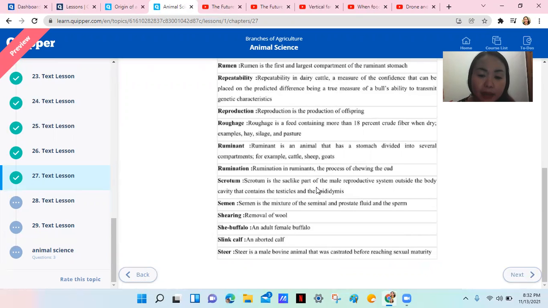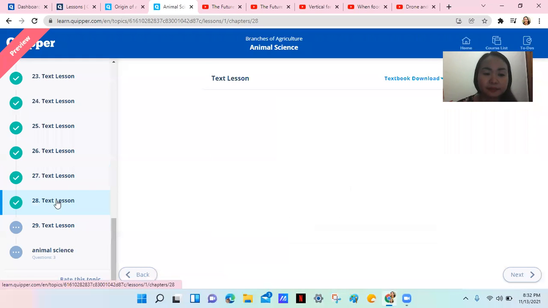Scrotum is the sac-like part of the male reproductive system outside the body cavity that contains the testicles and the epididymis. Semen is the mixture of the seminal and prostate fluid and the sperm. Shearing is the removal of wool. She buffalo is an adult female buffalo. And slink calf is an aborted calf. And steer is the male bovine animal that was castrated before reaching sexual maturity.